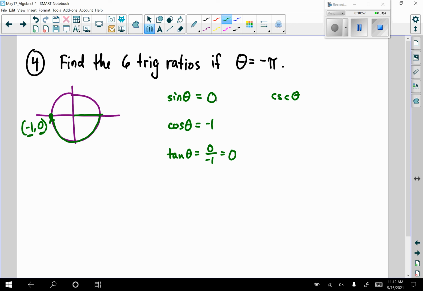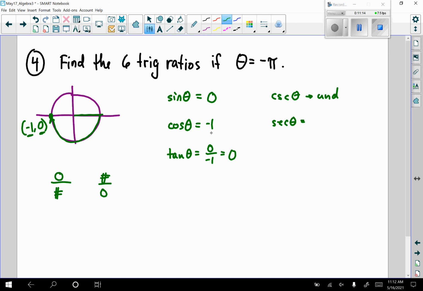What's the reciprocal of 0? There isn't one. So pretty much to get 0, we would take 0 over some number. The reciprocal would be some number over 0, which is undefined. So cosecant is undefined.